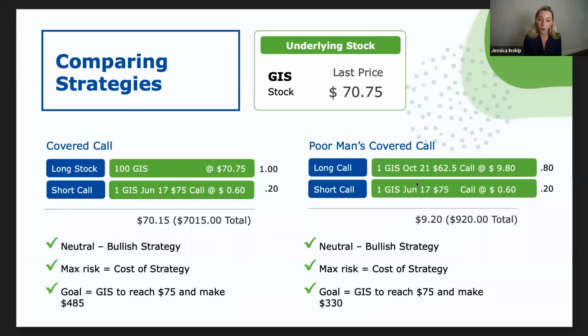Yes. And so I chose this June 17th based on that report. I probably wouldn't have chosen something out to October 21st. However, it was the only thing that was available besides the next one, the way that these contracts were on their cycle.